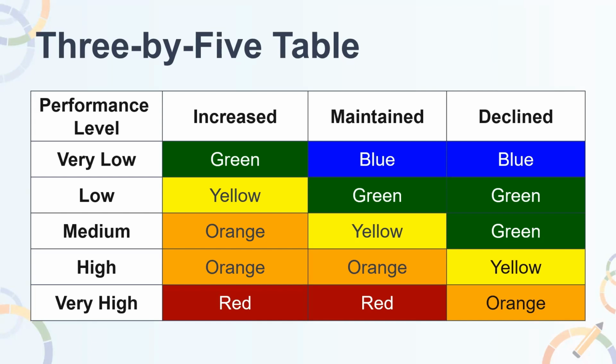The 3x5 table provides the performance level of a school, LEA, or student group, with the top row representing the change from the prior year. Again, the possible change levels are declined, maintained, and increased. The first column contains the status in the current year, and the status levels include very high, high, medium, low, and very low.